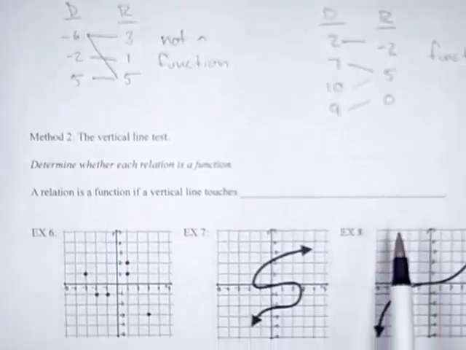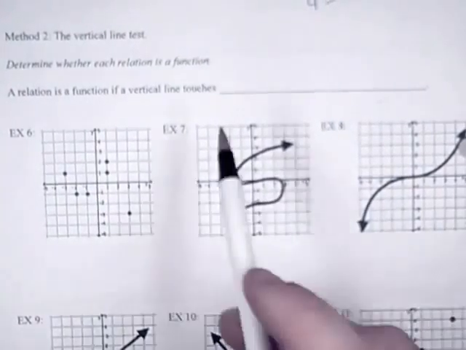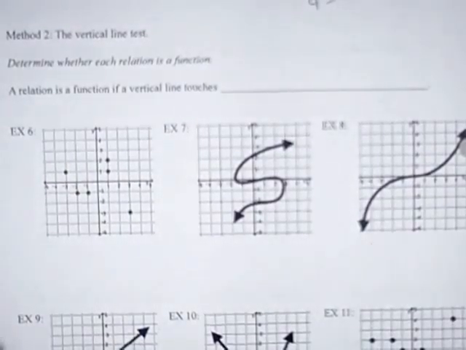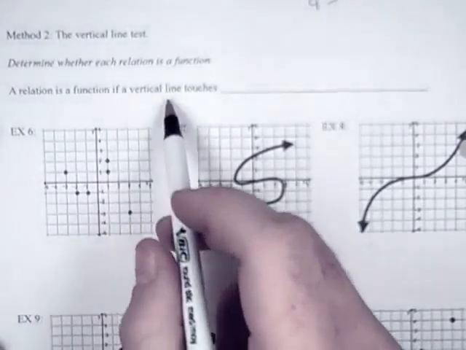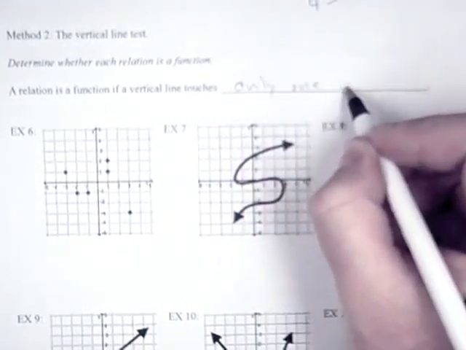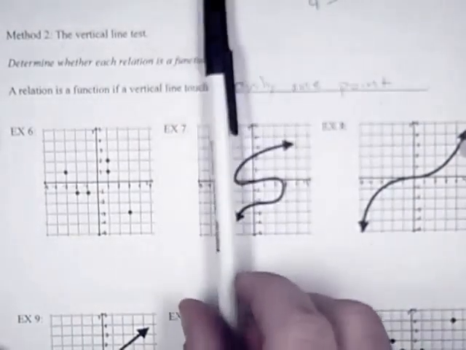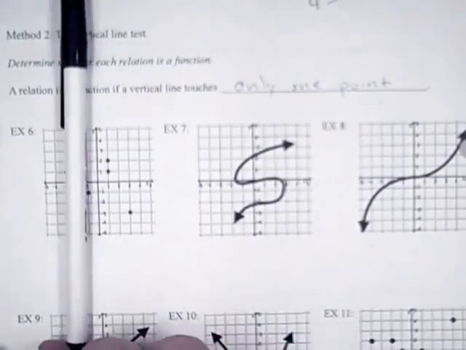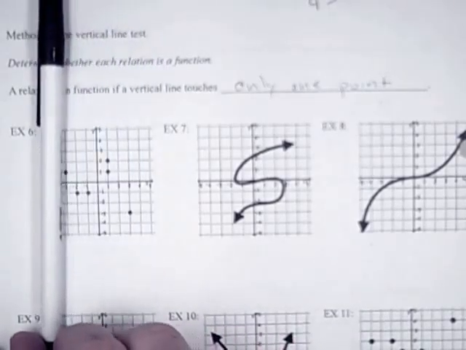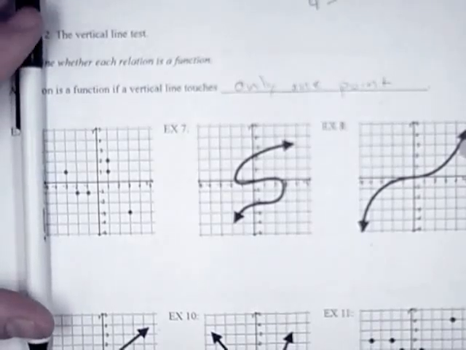When we have a graph, things are a little bit different. So the vertical line test is what we're going to use, or sometimes called the pencil test. A relation is a function if a vertical line touches only one point. So I'm going to take my vertical line, which in this case is a pen, and I'm going to move it along the graph. And what I'm looking for is to make sure that at no point does the pen touch more than one point.